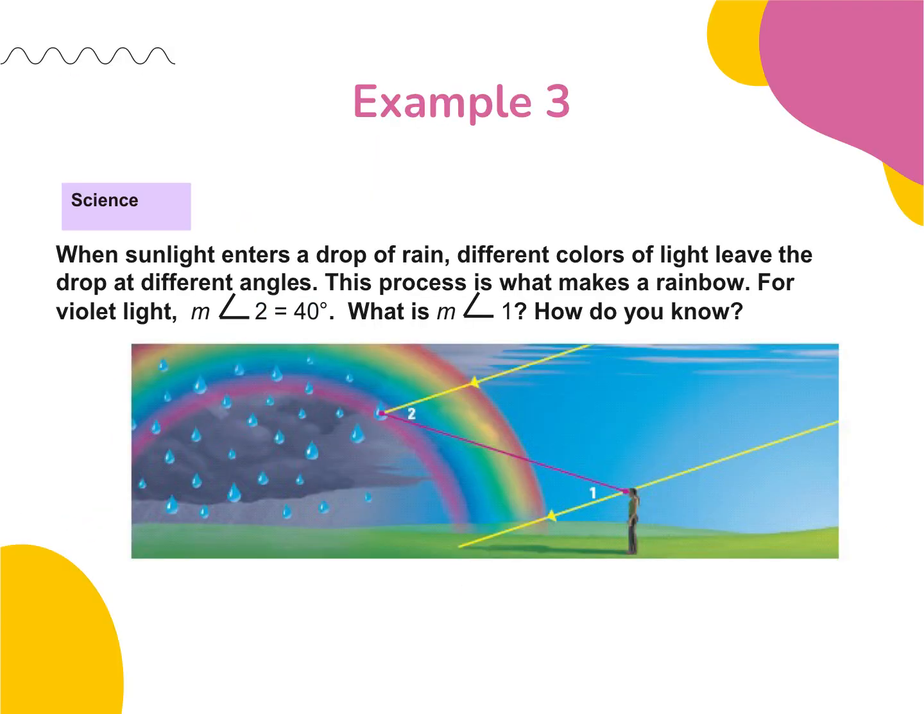All right, example number 3, it says, when sunlight enters a drop of rain, different colors of light leave the drop at different angles. This process is what makes a rainbow. For violet light, the measure of angle 2 is 40 degrees. What is the measure of angle 1 and how do you know? So going back to our theorems, I'm just going to go ahead and label angle 2 is 40 degrees. Who could tell me what is the measure of angle 1? Yes, 40 degrees, and how can we tell it's 40 degrees? Good. Alternate interior angles theorem.